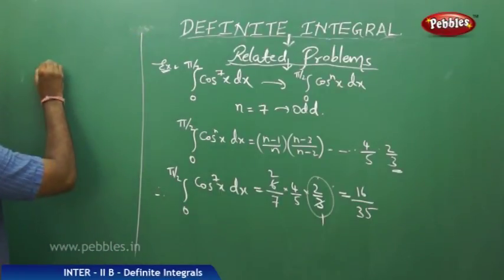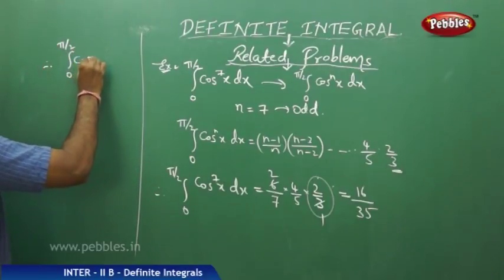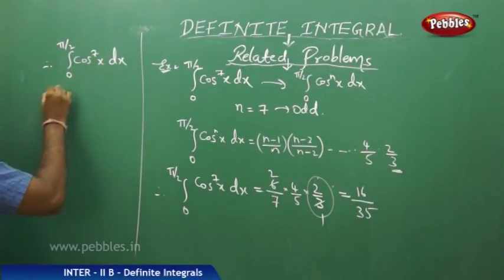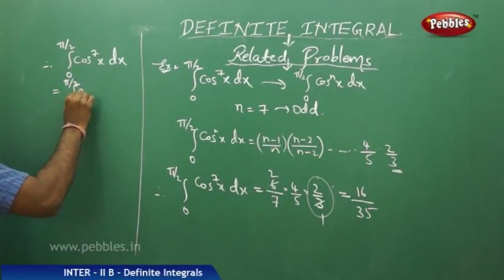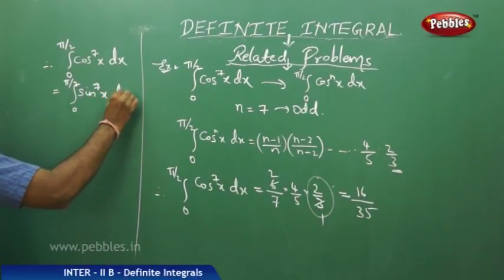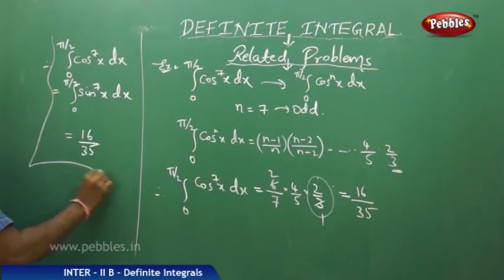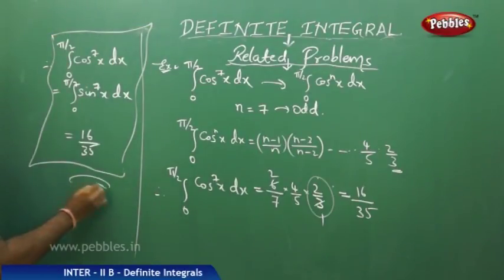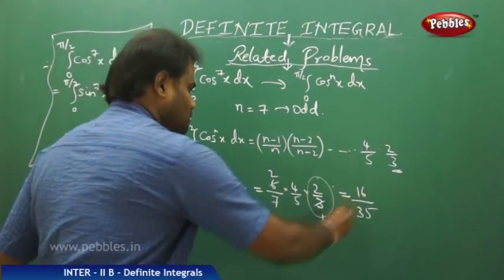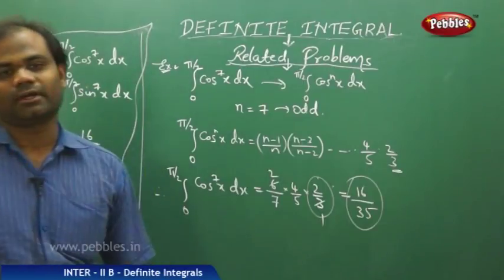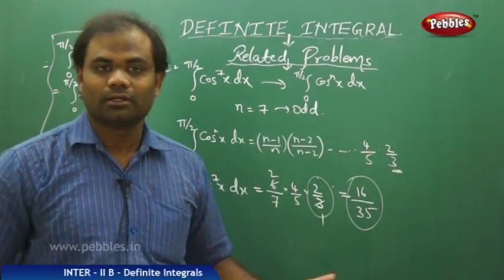Therefore, integral 0 to pi by 2 of cos power 7x dx will be equal to integral 0 to pi by 2 of sin power 7x dx, which is 16 by 35. That is how we identify that the integral equals 16 over 35. And even the integral of sin power 7x is also this, because they are equal.